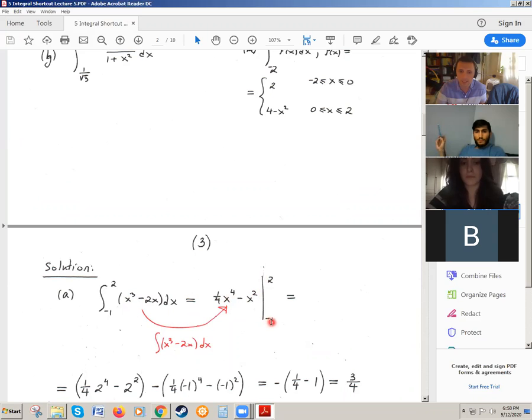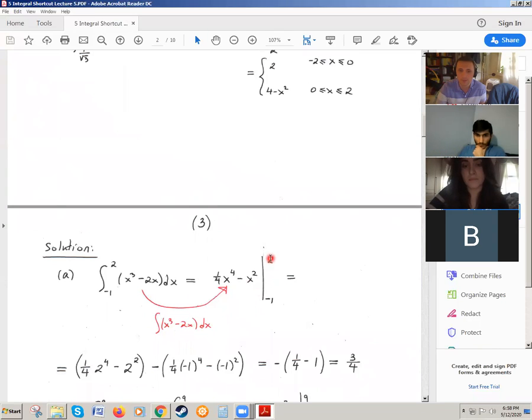And then I write a bar, and I write -1 and 2, which means I first plug in 2, and then I put minus, and in parentheses, I plug in -1. Why minus? Well, why plus? Why anything, right? This is not explained here. I'm just giving a shortcut.